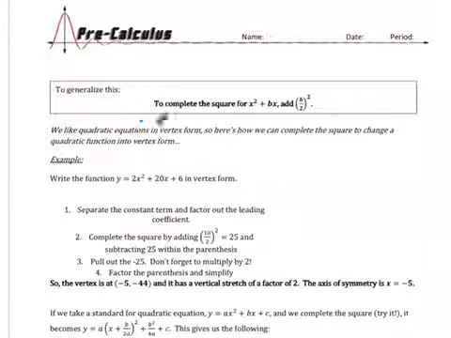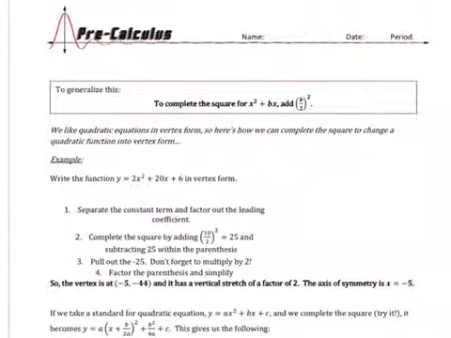So we notice that if we want to complete the square, if we have something in this form, x squared plus bx, if we cut this b in half and square it, that's what we need to add to make a perfect square. So let's try that. Here we have a function, y equals 2x squared plus 20x plus 6, and we want to use this to end up with vertex form.